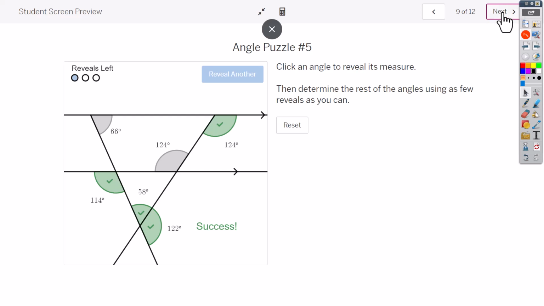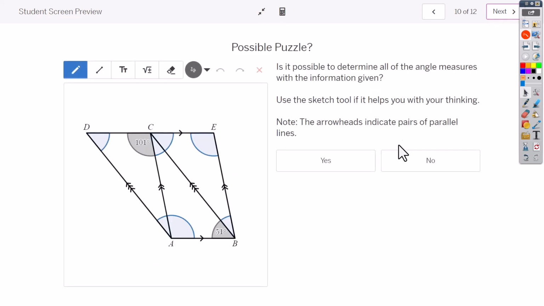Now, let's take a look at the next one. So this one's probably going to be one of our most difficult ones. Let's take a look. I think we're going to go cross-eyed when we're done with this one, but we can do it. Is it possible to determine all of the angle measures with the given information? Use the sketch tool if it helps you with your thinking. The arrowheads indicate lots of parallel lines.